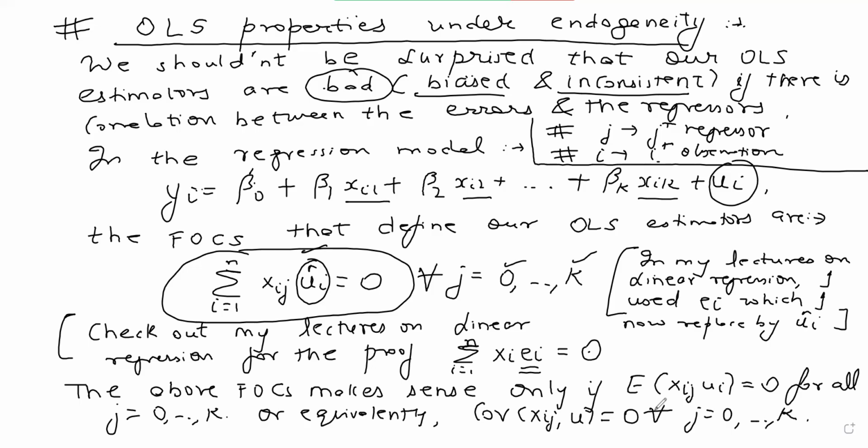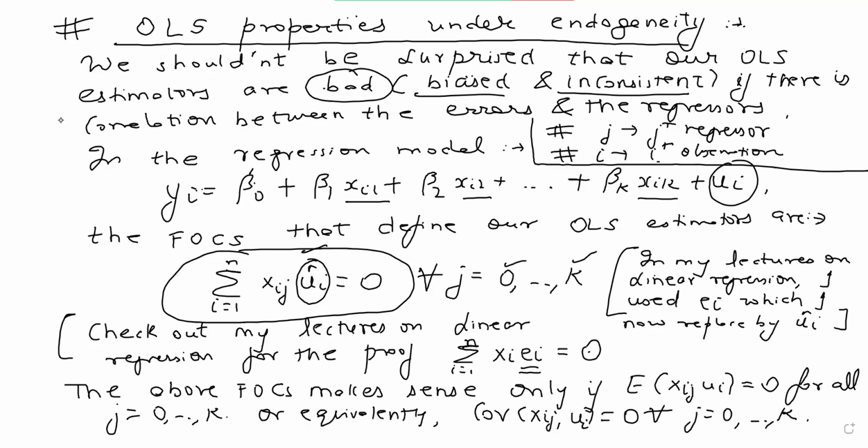So the covariance between xij and ui should be equal to 0. Remember the formula for covariance. If I erase the initial part, first of all, I'm explaining the slide once again before I erase. We are looking at the OLS properties under endogeneity.